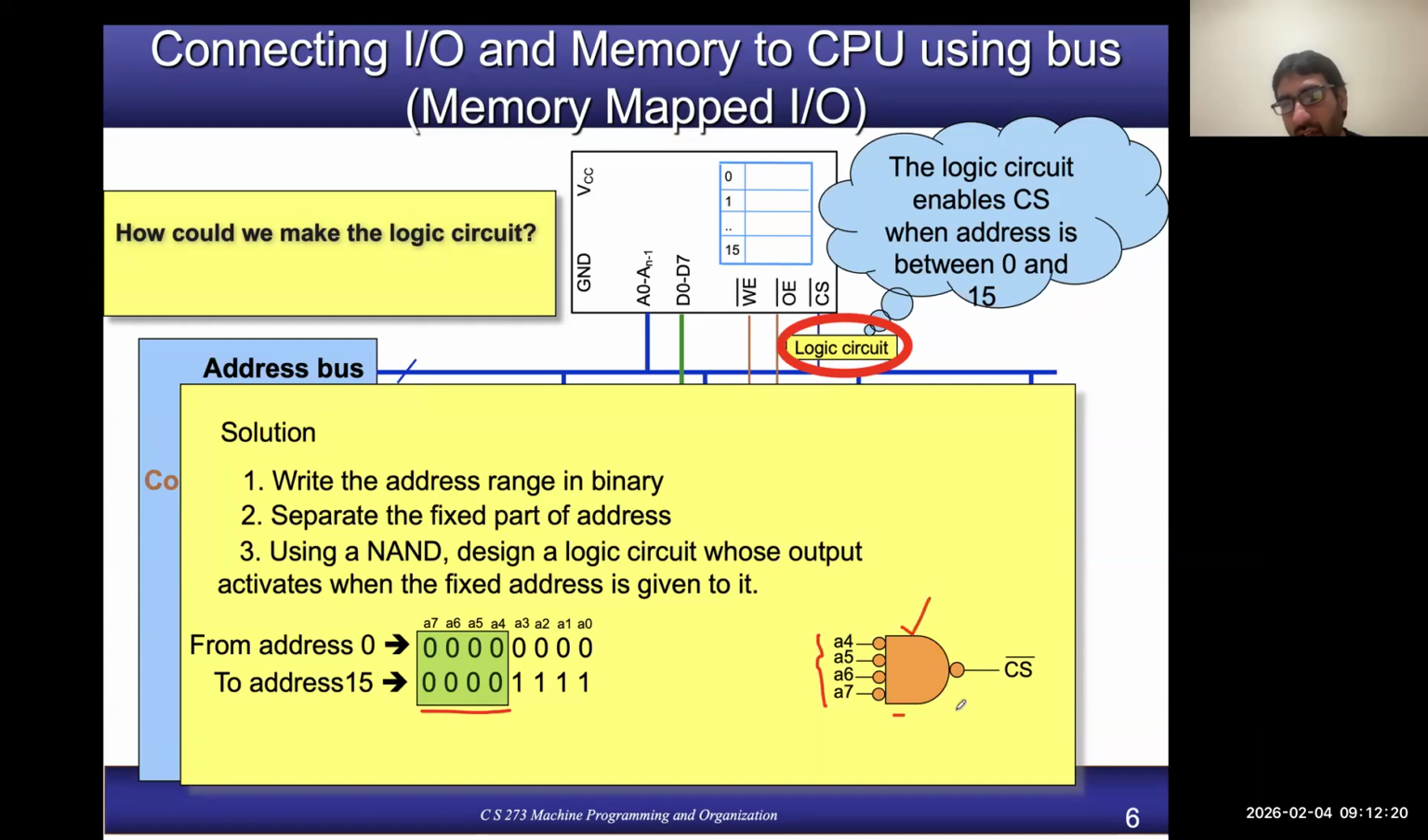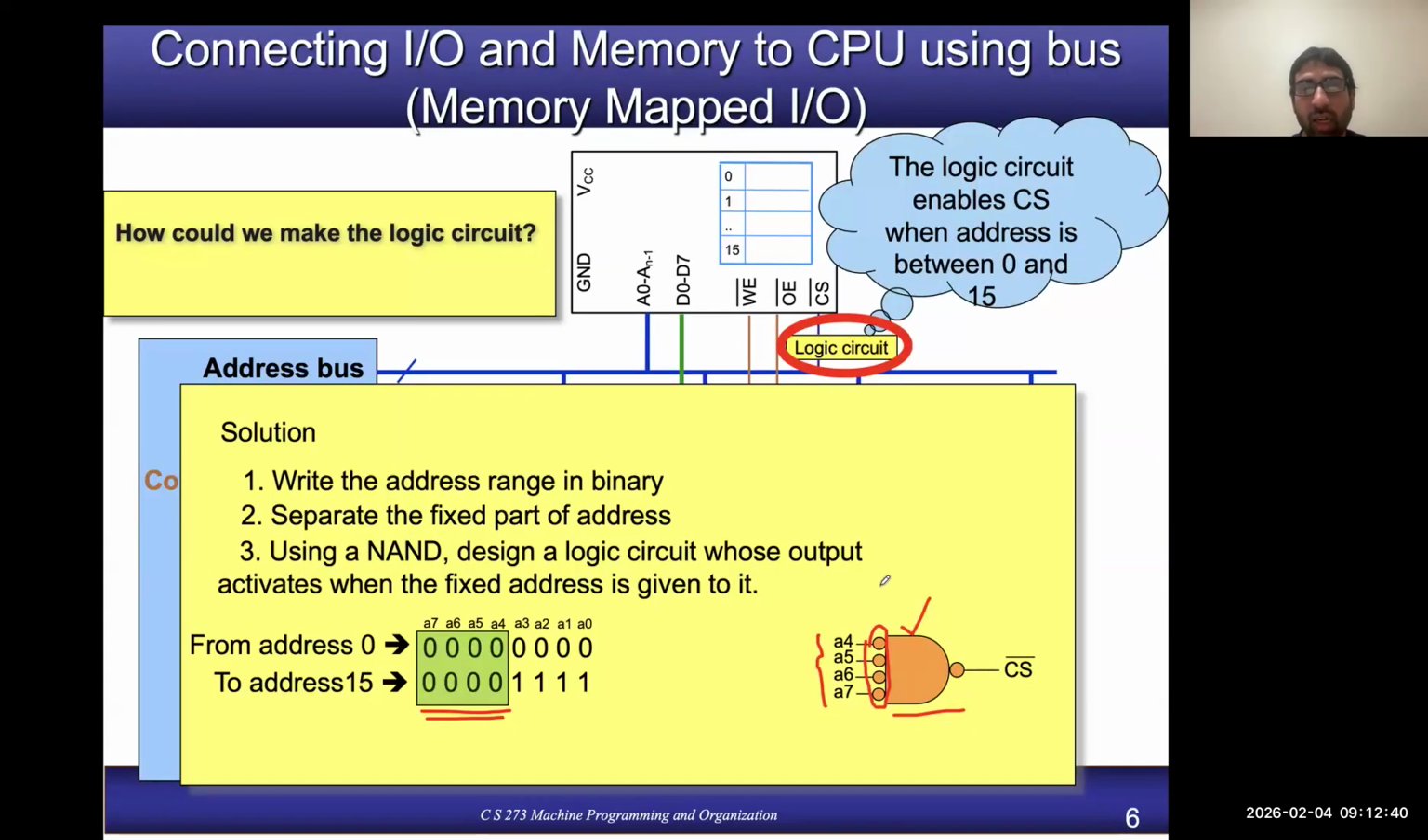Remember, this is a NAND gate, right? But these bubbles at the input indicate that we are complementing, or flipping, the input. We flip the input only if the value of these bits is 0 in the fixed part of the address. Since all of them are 0, we put a bubble on all of them. So this will be our memory address decoder.